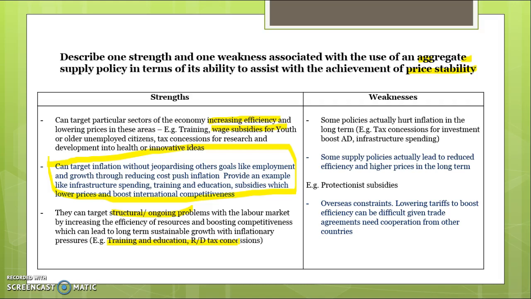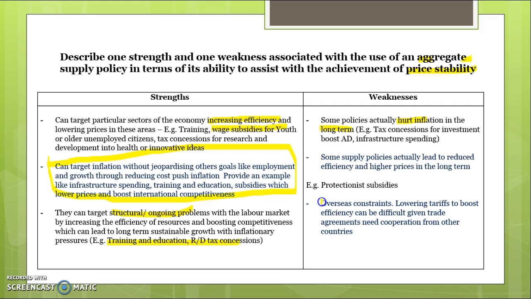In terms of weaknesses, some supply-side policies can actually hurt inflation in the short term. So tax concessions for investment, infrastructure spending can actually lead to more demand in the short term, which can actually increase aggregate demand. So that should say short term, my apologies. Some supply policies actually lead to reduced efficiency and higher prices in the long term as well. So if we're using protectionist subsidies, firms may be less efficient. So some policies can cause inflation in the short term, other policies can cause inflation in the long term.